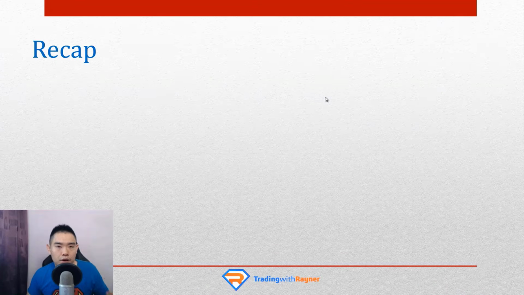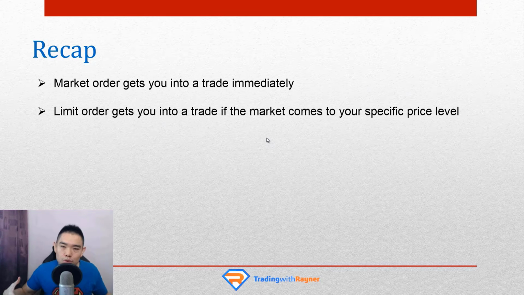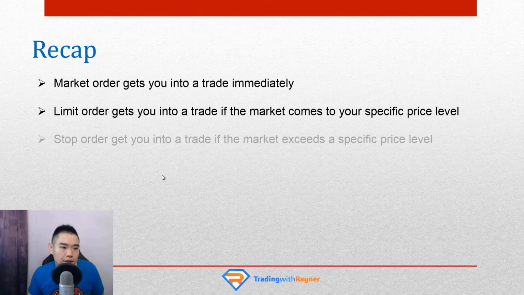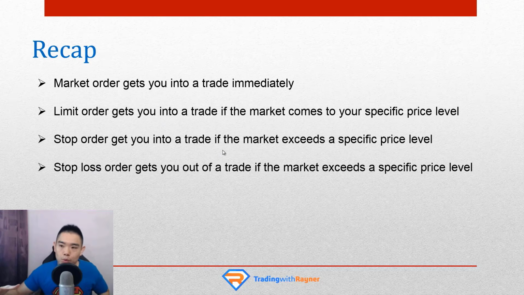So let's do a quick recap of the 4 market orders you have just learned. Number 1, a market order gets you into a trade immediately, no matter what. A limit order gets you into a trade only if the market comes to a specific price level that you have dictated. A stop order gets you into a trade if the market exceeds a certain price level. For example, buying a breakout, only if it breaks above, let's say, $100, will you be entering the breakout trade. That's what a buy stop order can do for you. And finally, a stop loss order would get you out of a trade if the market exceeds a certain price level, to protect your downside.